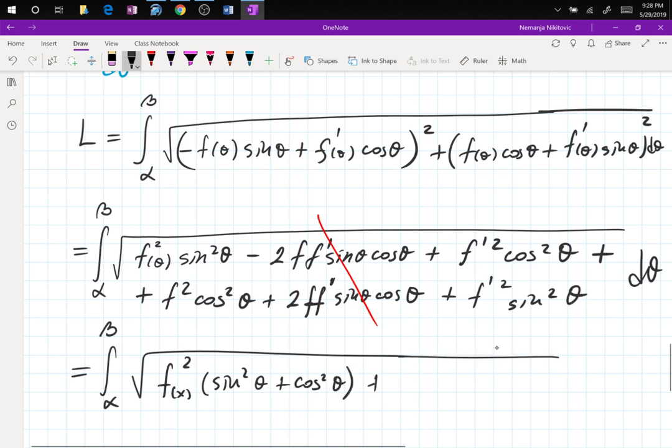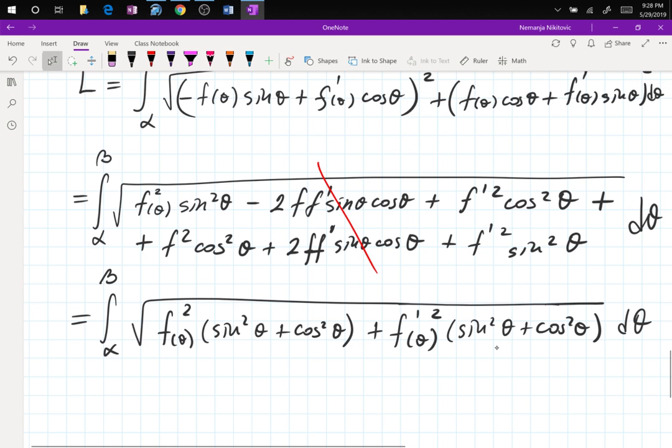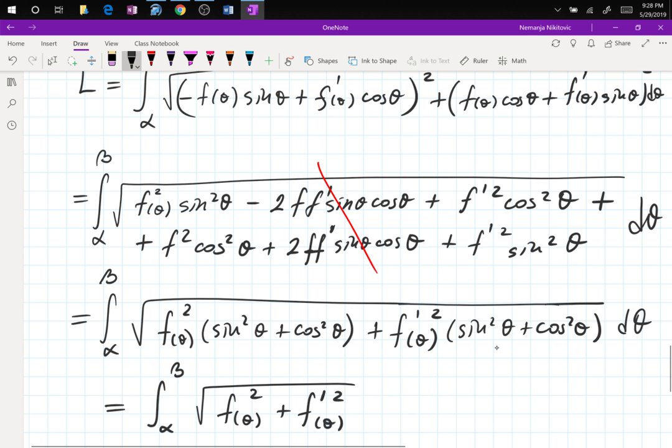And then plus f prime of theta, not x, theta. F prime of theta, and you also have sine squared theta plus cosine squared theta. Isn't this amazing, the way it simplifies? So the whole thing collapses to integral alpha to beta of square root of f of theta squared plus f prime of theta squared d theta.